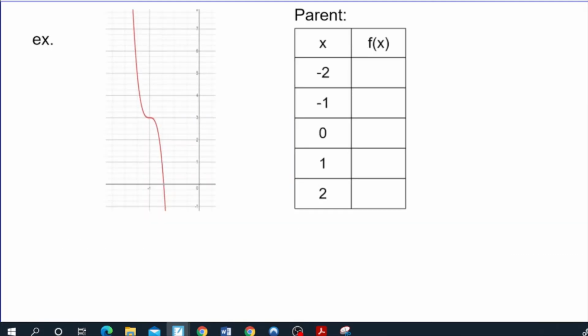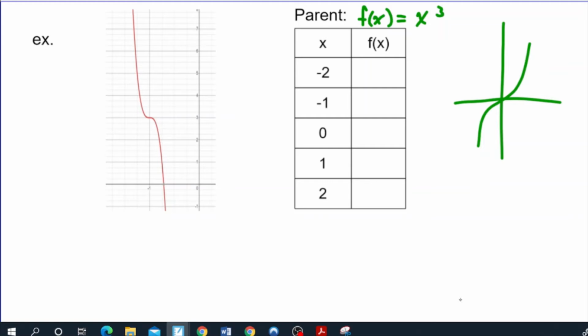So here's an example of a graph. I'm hoping that looking at this graph, you will recognize it as one of our parent functions. The parent function would be f of x is equal to x cubed. So cubic graphs usually look like this. And we can figure out what the table of values should be by just remembering to sub them into the original equation here. So negative 2 to the power of 3 would be negative 8, and then negative 1, 0, 1, and 8. So those are our regular points.